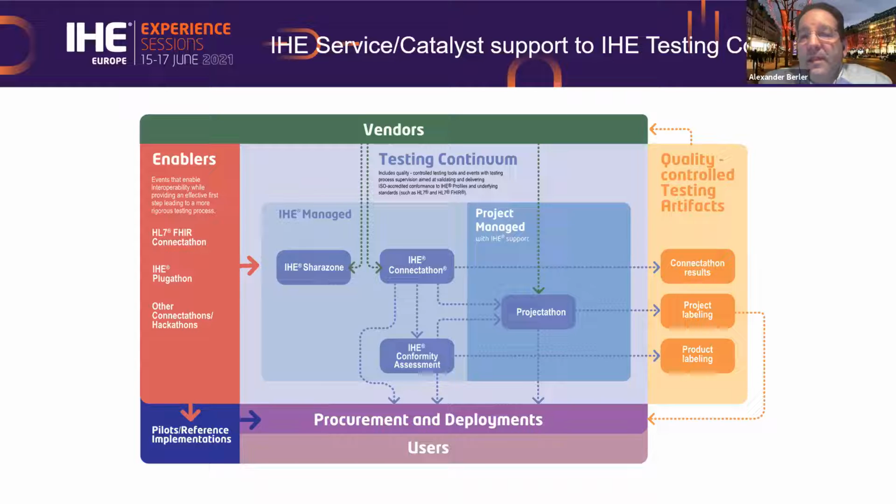And then, as said, we have several ways of controlling and publishing the results. So the Connectathon publishes the Connectathon results. Then the Projectathons can use the test reports from the Projectathon for their own project labeling in some cases. While the conformity assessment creates product labeling, so the test report there is used, or could be used, by national programs for certification.